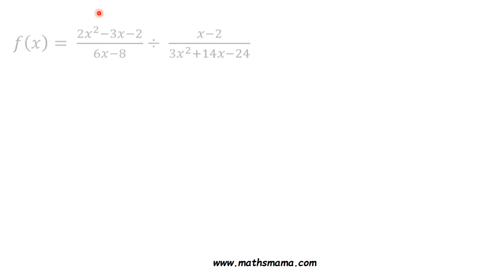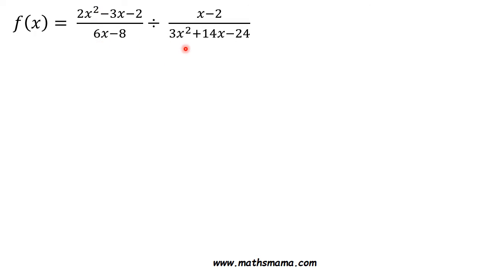Okay, I'll rewrite the expression. I hope you remember how to simplify these types of algebraic fractions. If not, you can go back to the Maths Mama YouTube channel and check out the videos related to algebraic fractions.